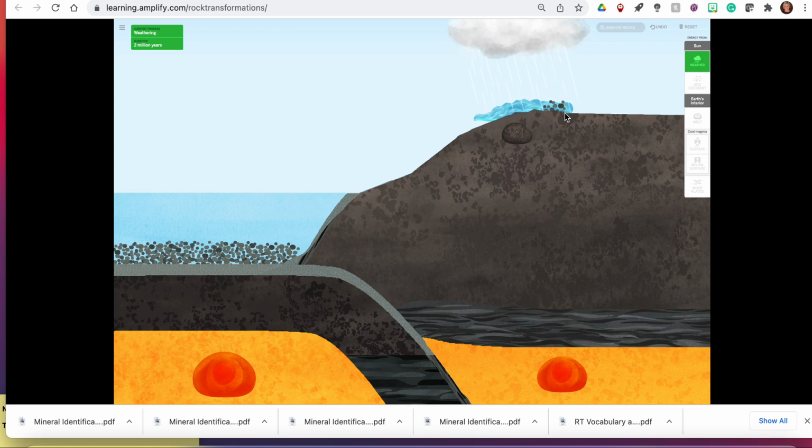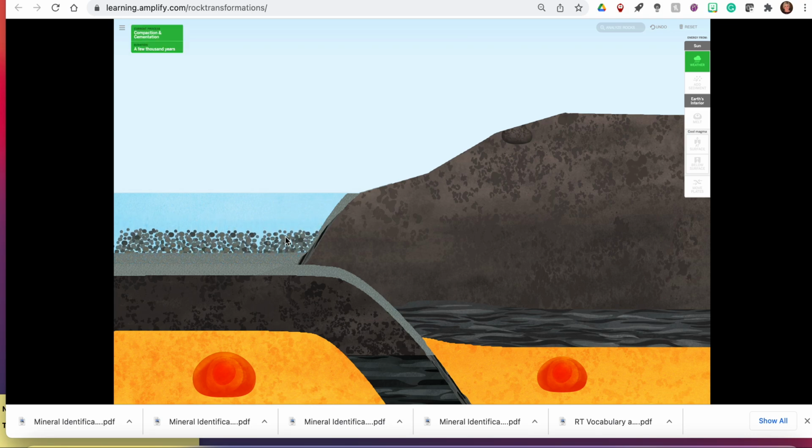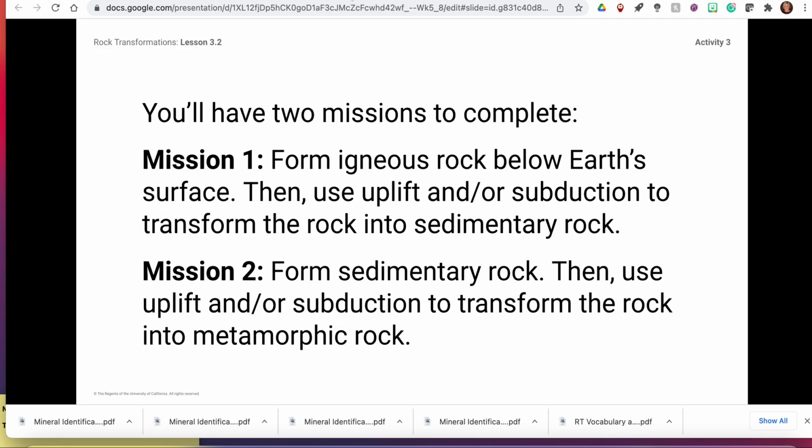But after more weathering, see now, oh, look. There it goes. So it got some of this existing rock, but this rock was pushed up to the surface through plate motion. And now some of that igneous rock was broken down into sediment and eroded, and now is down here with the sediment. So when I go back here, I formed igneous rock below Earth's surface. Then I used uplift to transform the rock into sedimentary rock.